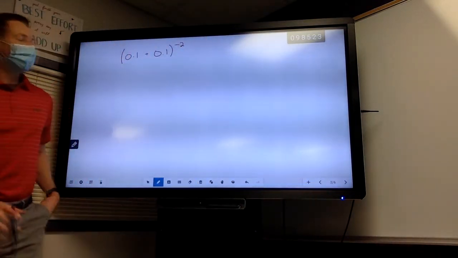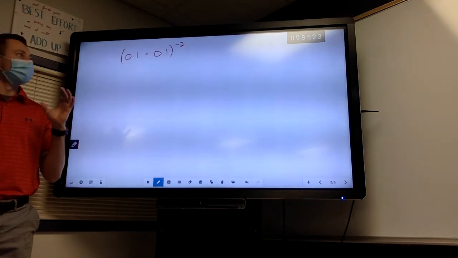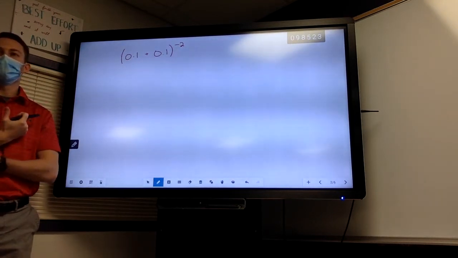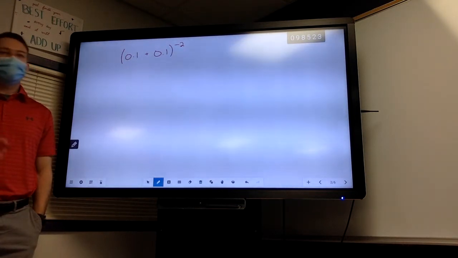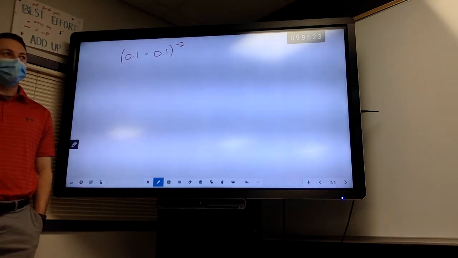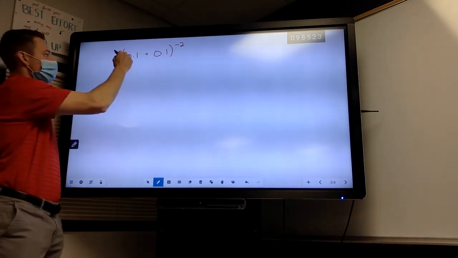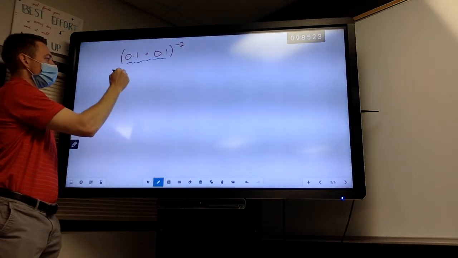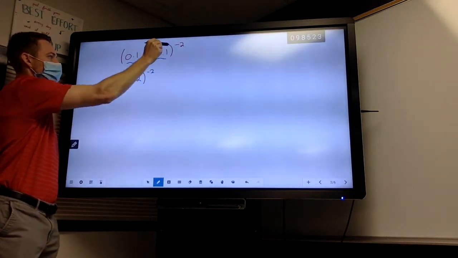Second example, we have parentheses 0.1 plus 0.1, and we have an exponent of negative 2. So PEMDAS tells us that we need to take care of the parentheses first. So inside our parentheses, what is 0.1 plus 0.1? 0.2. 0.2 to the negative second.